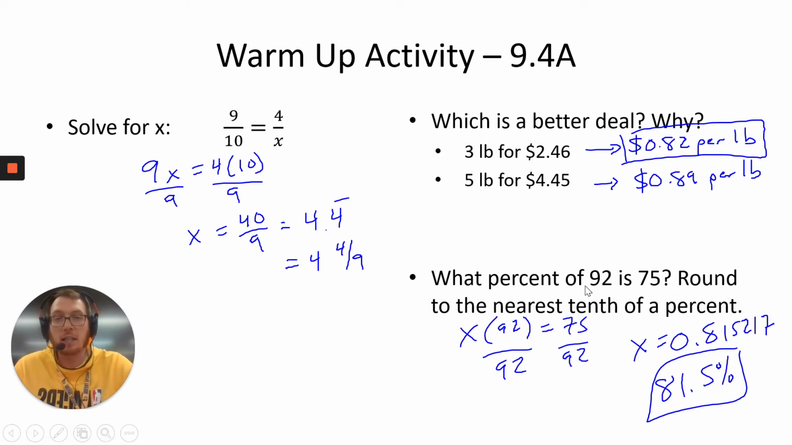For this last one, I did the percent equation. So what percent? I don't know. Of 92 equals 75. I divide by 92 on both sides. And when I get the answer, I get this 0.1852, etc.